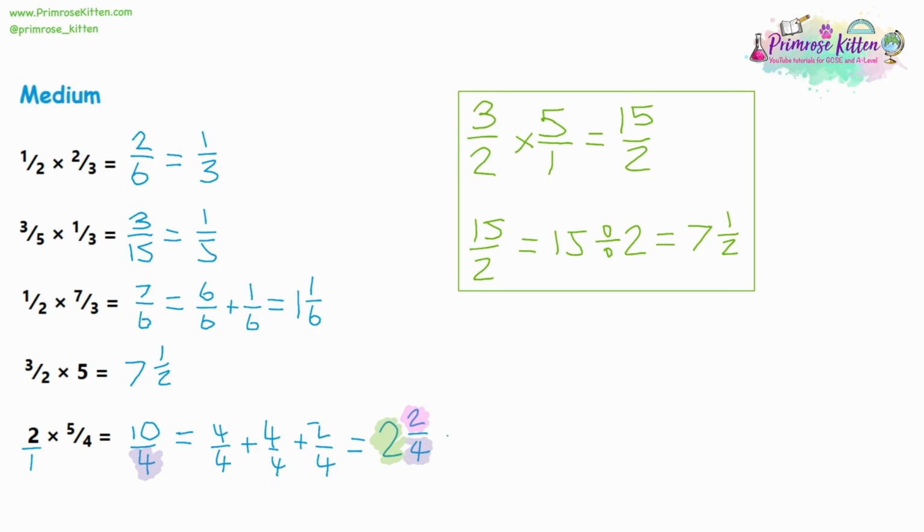Finally, you might have spotted the fraction portion of the mixed number can be simplified. 2 over 4, they are both even numbers. We can divide those by 2, and that will give us 1 half. 2 divided by 2 is 1, and 4 divided by 2 is 2.